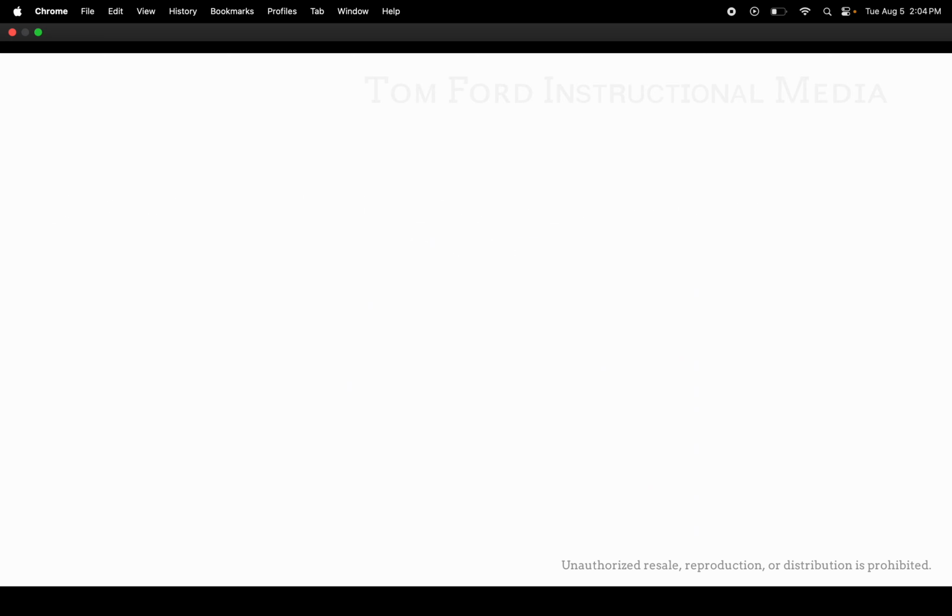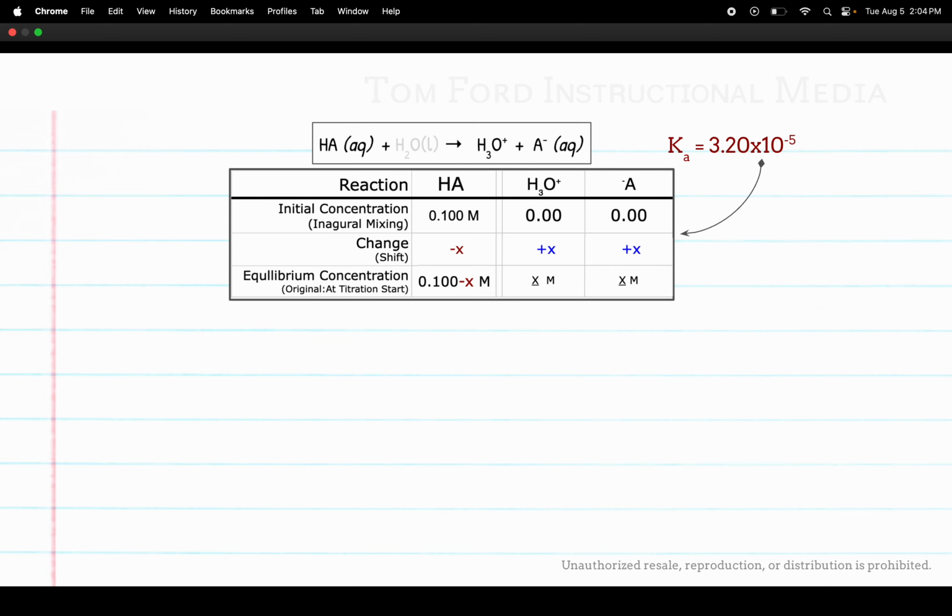Let's set up the RICE table. What do I start with? Well, the original concentration of weak acid was given as 0.1 moles per liter. Hydronium concentration before mixing was essentially 0. Hydronium concentration being synonymous with what we could think of as free hydrogen ion concentration. So what's the change? The weak acid reduces by amount x. Hydronium and conjugate base concentrations will both shift upward by that x amount.